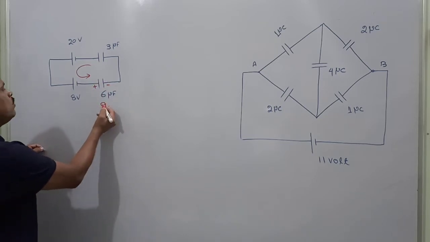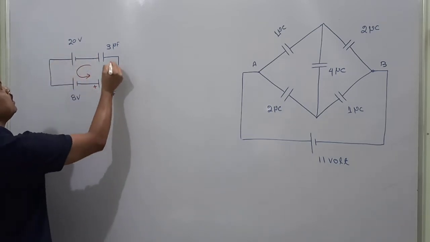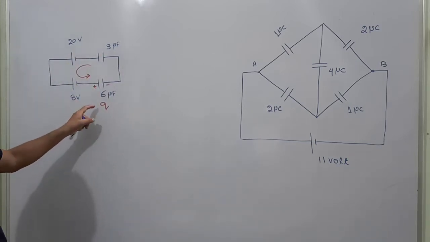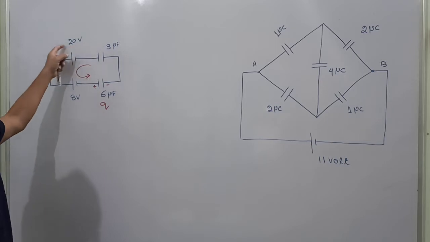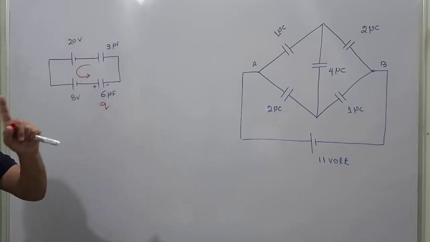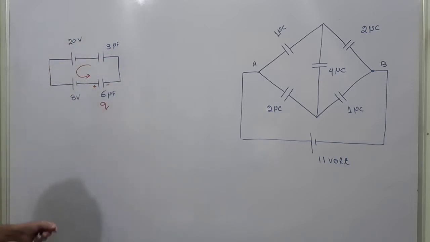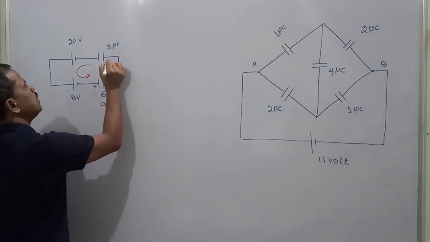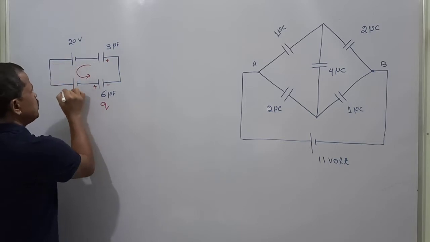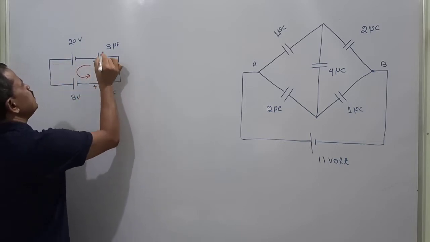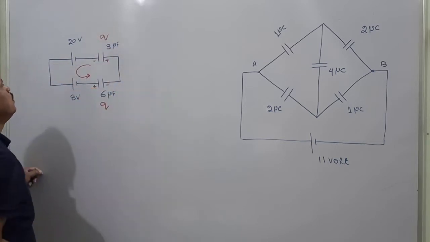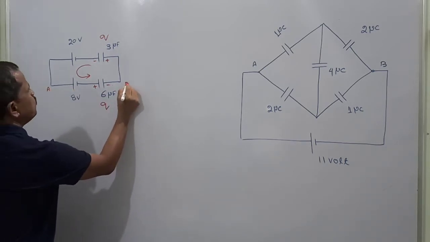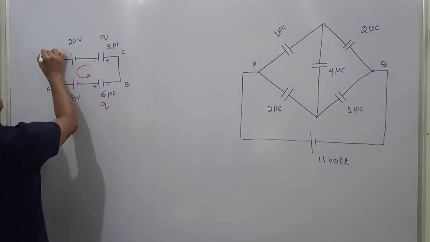How much charge? Q. Since it is a series circuit with only one path and no other path, the same Q will reach here and here. There is no other route where the charge would be divided or added. When Q goes this way, again it will be positive because positive charge is coming, and then negative. Now let us give names to the path: A, B, C, D.